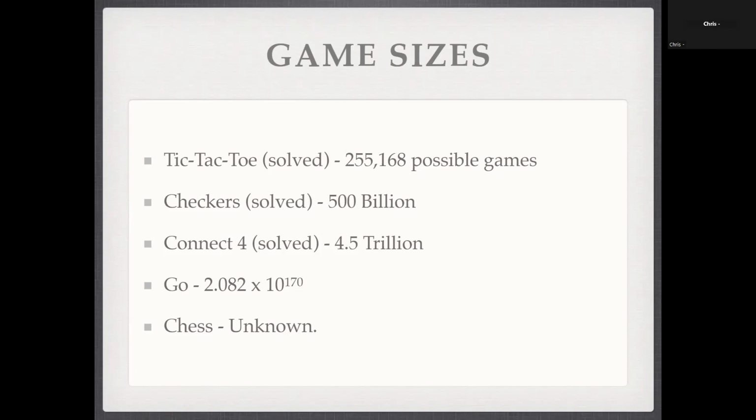Even tic-tac-toe has more than 250,000 possible states in its game tree. Not trivial, certainly, if you were going to analyze it on paper, but a computer can make pretty short work of it.